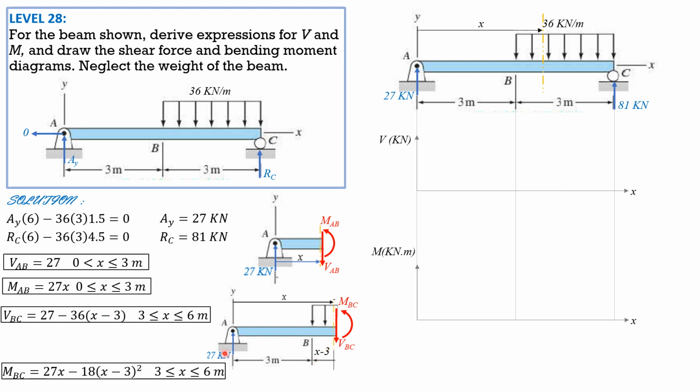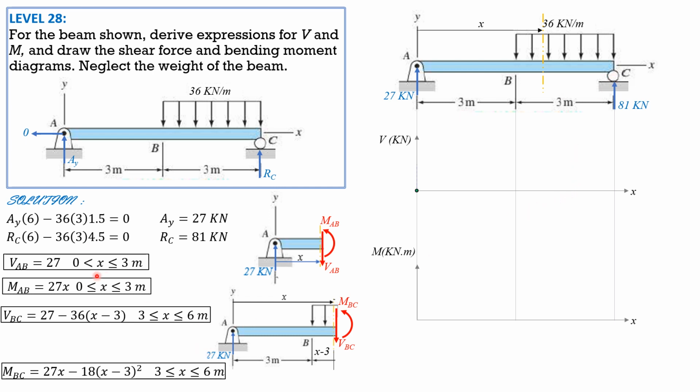For moment BC, it is 27 times x minus the moment of this loading. The equivalent load is 36 times x minus 3. The moment arm is quantity x minus 3 over 2. So 36 over 2 is 18, then we have x minus 3 quantity squared. This is applicable for 3 less than x less than 6 meters, so up to 6 meters.